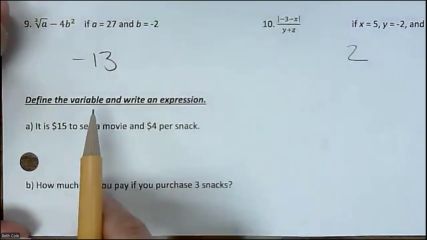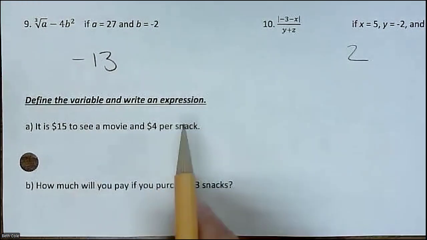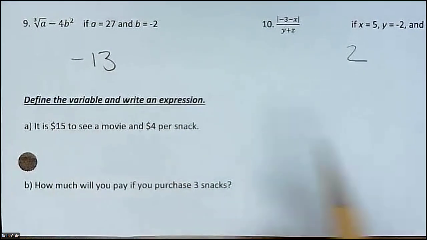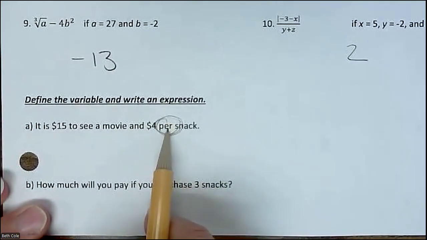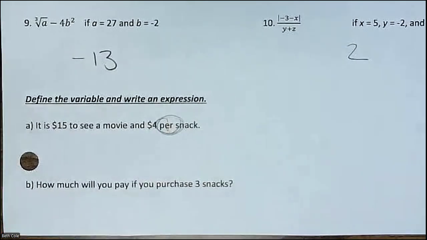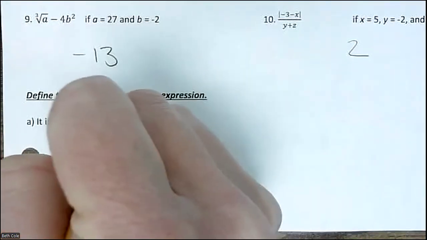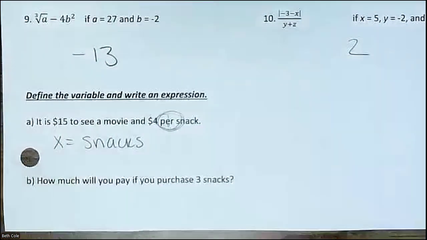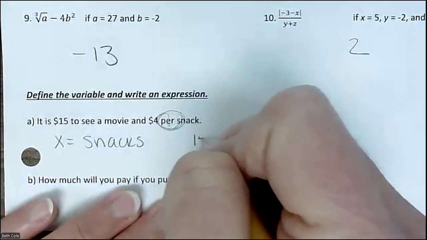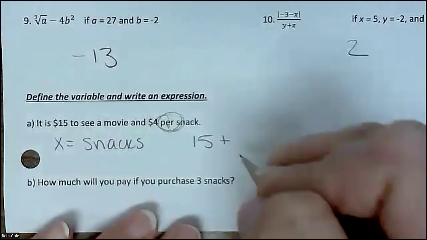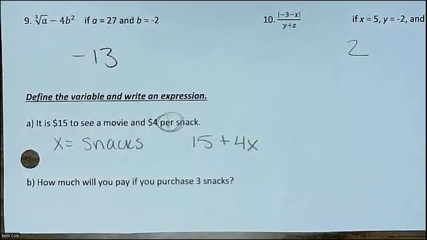Down here, define the variable. We're going to use x and write an expression. It's $15 to see a movie, $4 per snack. That's what we want the x to be. So x is your number of snacks. And then write the expression. It would be 15 plus 4x. That's all you got to do.